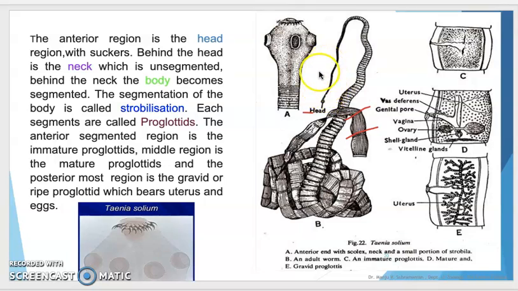Behind the head is the neck, which is unsegmented, and behind the neck the body becomes highly segmented, as you can see in this picture. This segmentation is called strobilization, and each segment is called a proglottid. So the body of the tapeworm, or any cestode, is divided into three different regions: a scolex region, a neck region, and a strobilus region, and each segment in the strobilus region is called a proglottid. Hope that is clear for you.